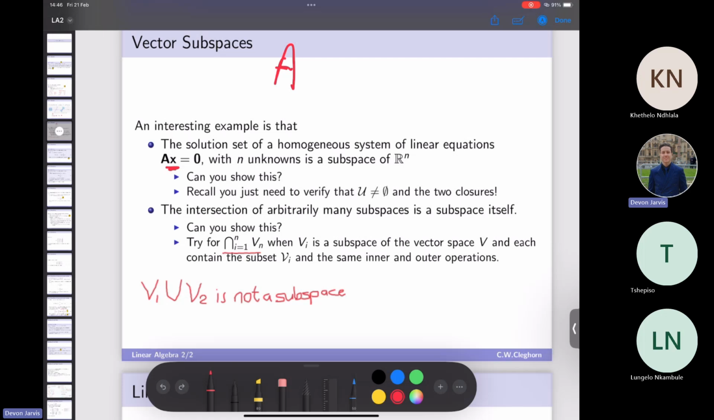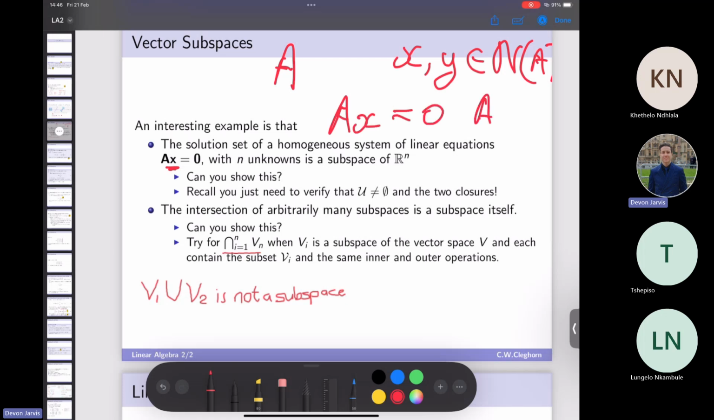So what I'm trying to prove here is, say, let x, y be an element of the null space of A, and I'm just going to denote null space by capital N in this case. Okay, so what do I know? I know that if I go A times x, I get 0, and I know that if I go A times y, I get 0. But what happens if I add them together?